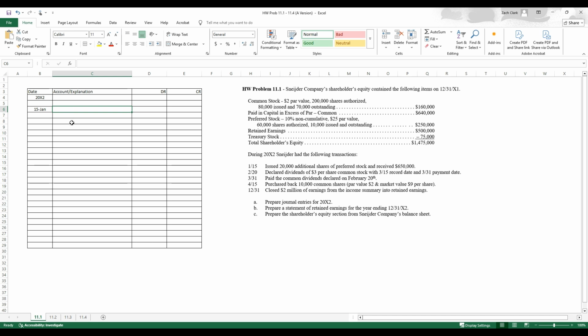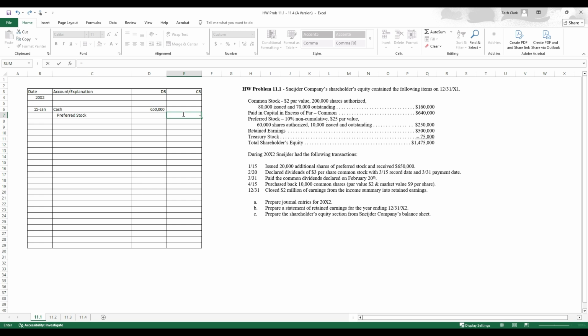So the first one says we issued 20,000 additional shares of preferred stock and received $650,000. So again, we've got cash coming in, as you can deduce from us saying that we received that cash. And again, we're issuing preferred stock, and that'll be our par value for the credit.